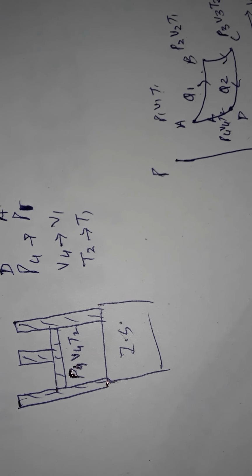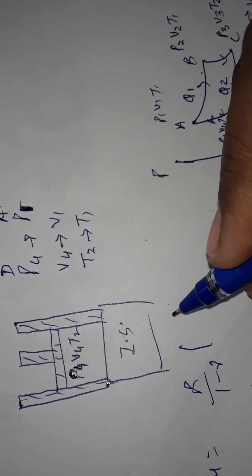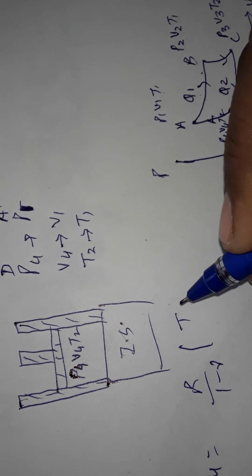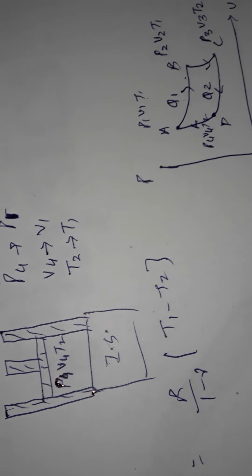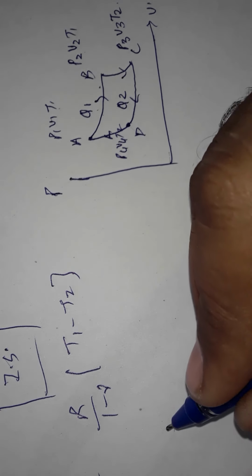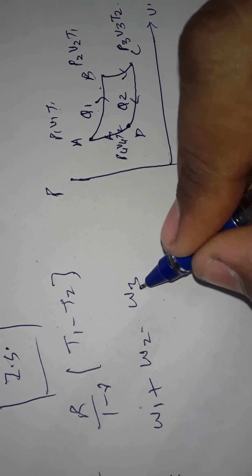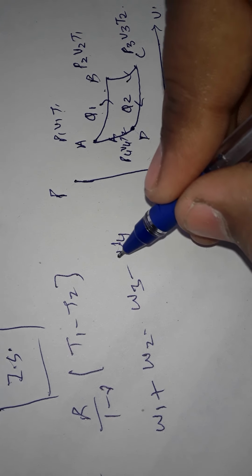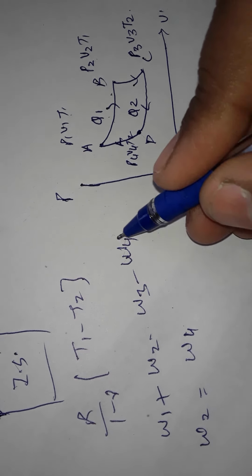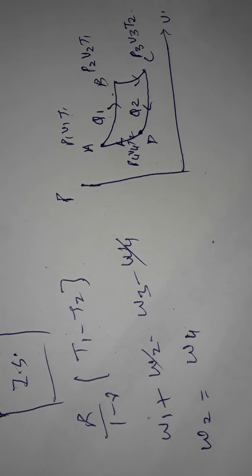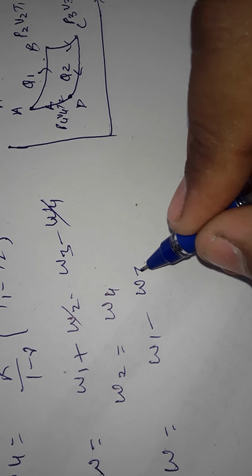Now the work done for the adiabatic compression, W4, is equal to R upon 1 minus gamma into T1 minus T2. Now total work done W is equal to W1 plus W2, and for compression it is negative, minus W3 minus W4. Here W2 and W4 are equal, so they cancel, because the adiabatic work done is the same. So W is equal to W1 minus W3.